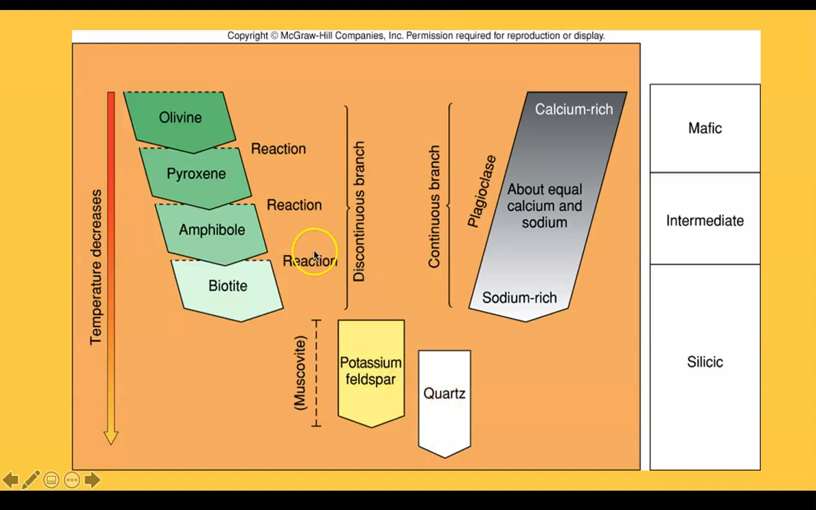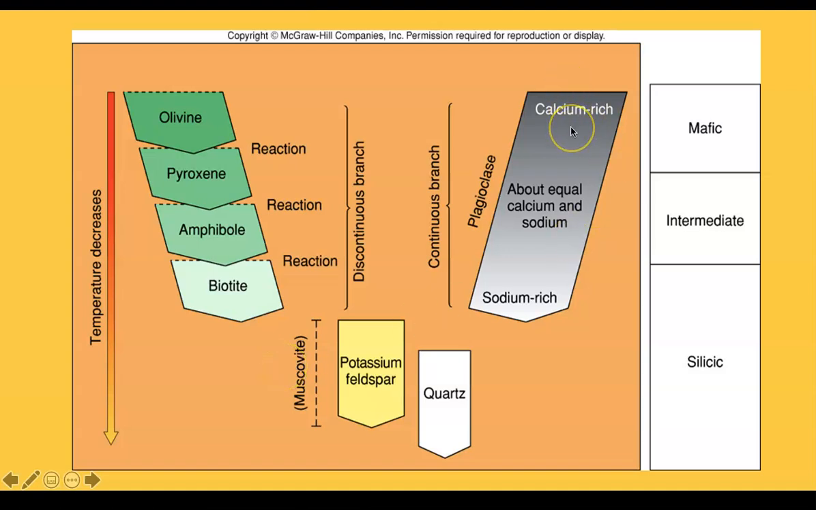So once everything else is gone, that's all that's left to grow. Pretty neat, huh? So the discontinuous branch, we call it discontinuous because it stops making one and starts making another. All right? And it's temperature based.